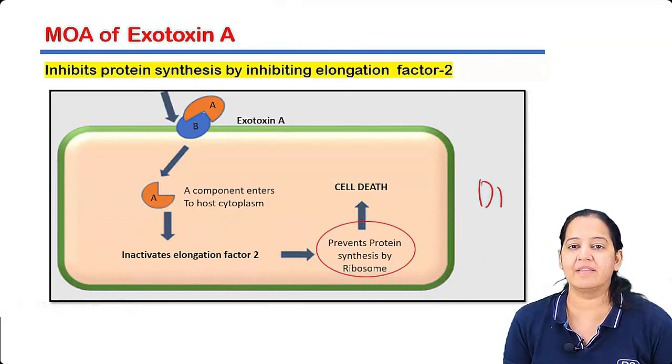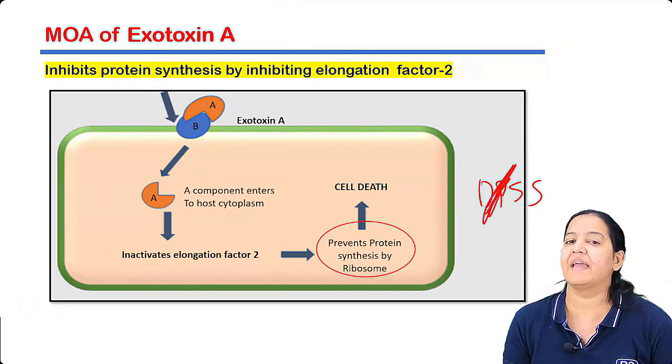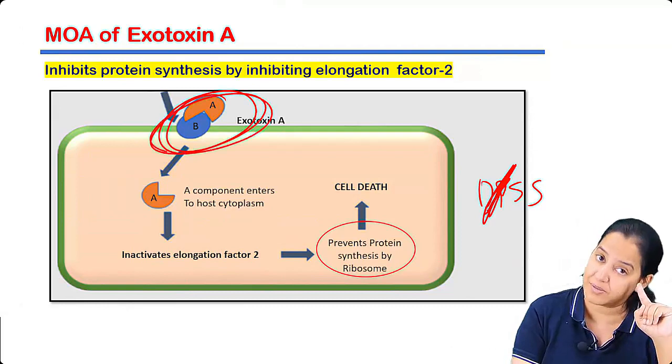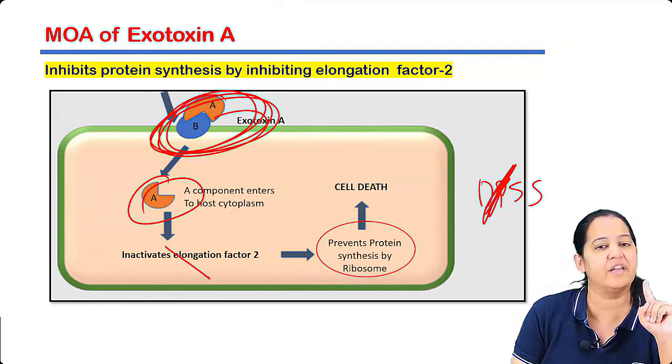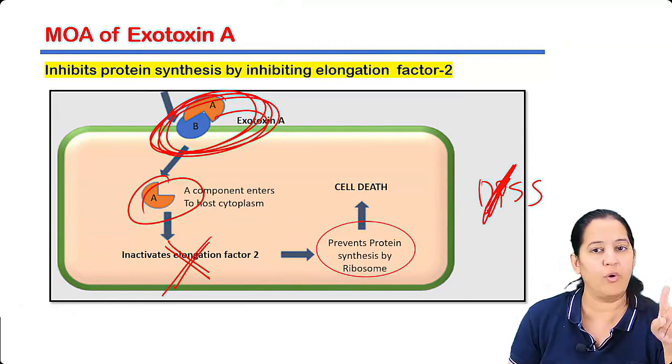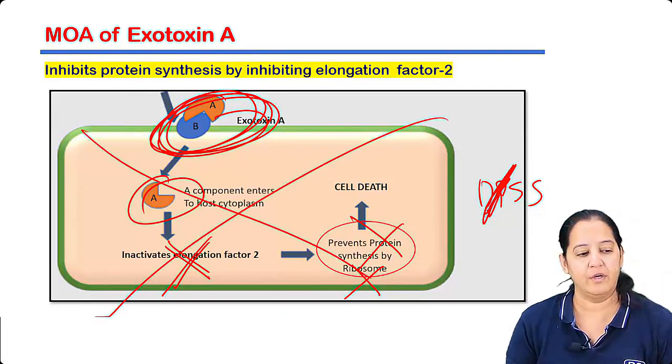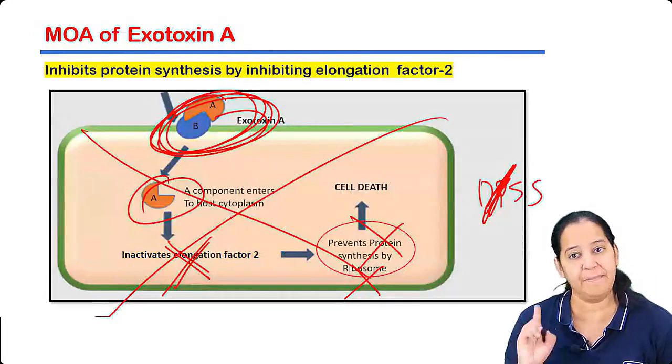DPSS. याद आया? DPSS का P है ये. It inhibit protein synthesis. So bacteria do not enter the cell. Toxin enter the cell. After entering, it inhibit elongation factor 2. No elongation factor, no ribosome, no protein synthesis. The cell will die. You already know that. Say yes. DPSS का P है ये.